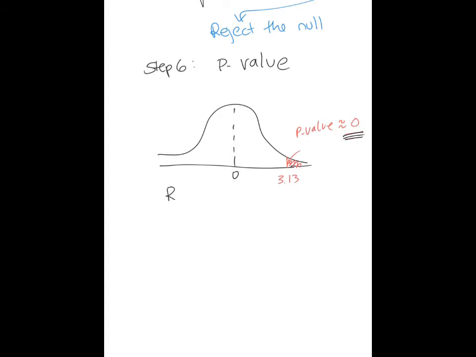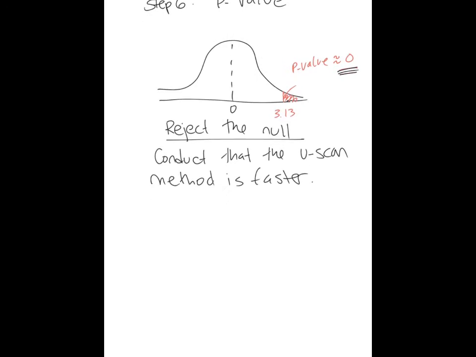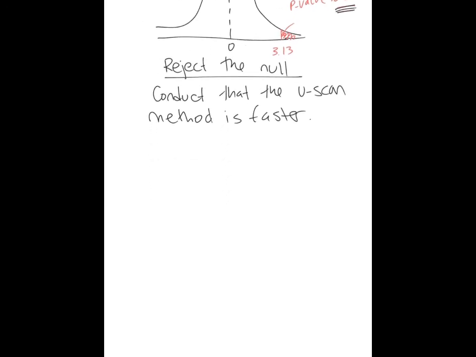So again, what do we conclude? Well, we again reject the null, and we conclude that the U-scan method is faster. Right, so effectively with the U-scan method, people wait less and they get through the line quickly and get out of the store quickly.